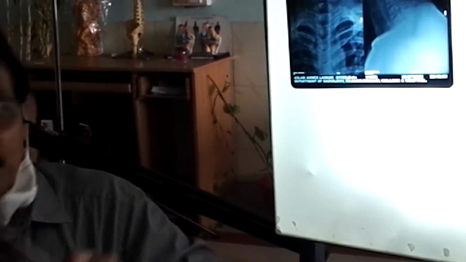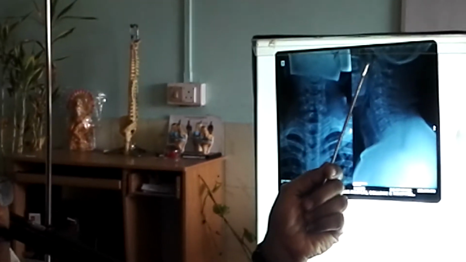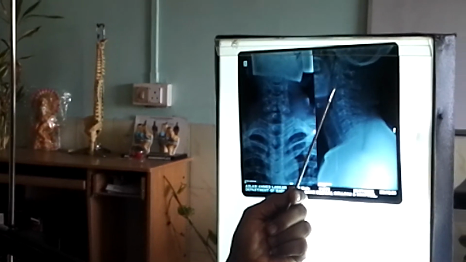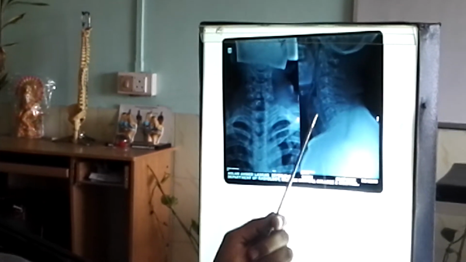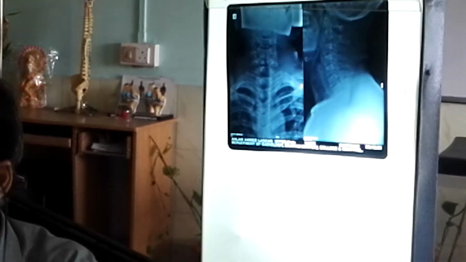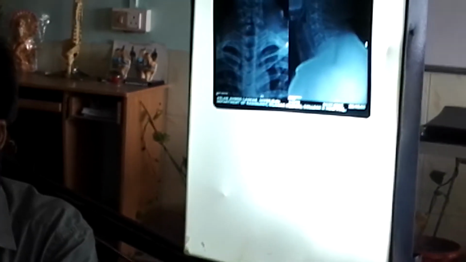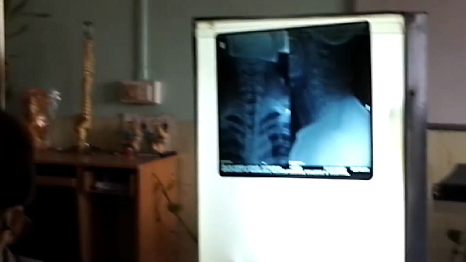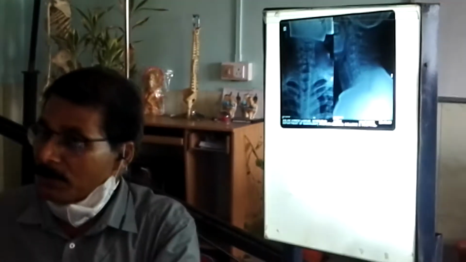What is more important there? It is not uniform. At C1, C2 it is high, the next part is less, and again down it is more. So prevertebral soft tissue is also important, particularly in a trauma situation. Why is it important? Because of the collection of hematoma, the blood. And in long-standing cases also, retropharyngeal abscess and other things may be there.